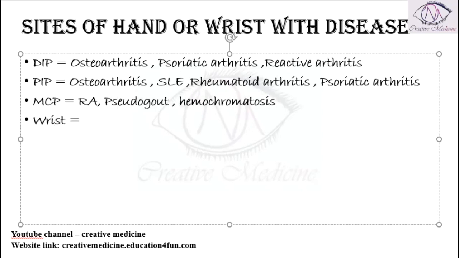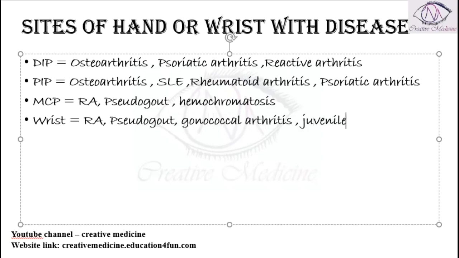The wrist joint is involved in rheumatoid arthritis, in pseudogout, and also in gonococcal arthritis. Also, we see involvement of the wrist joint in juvenile arthritis, and also in carpal tunnel syndrome. We see involvement of the wrist joint.